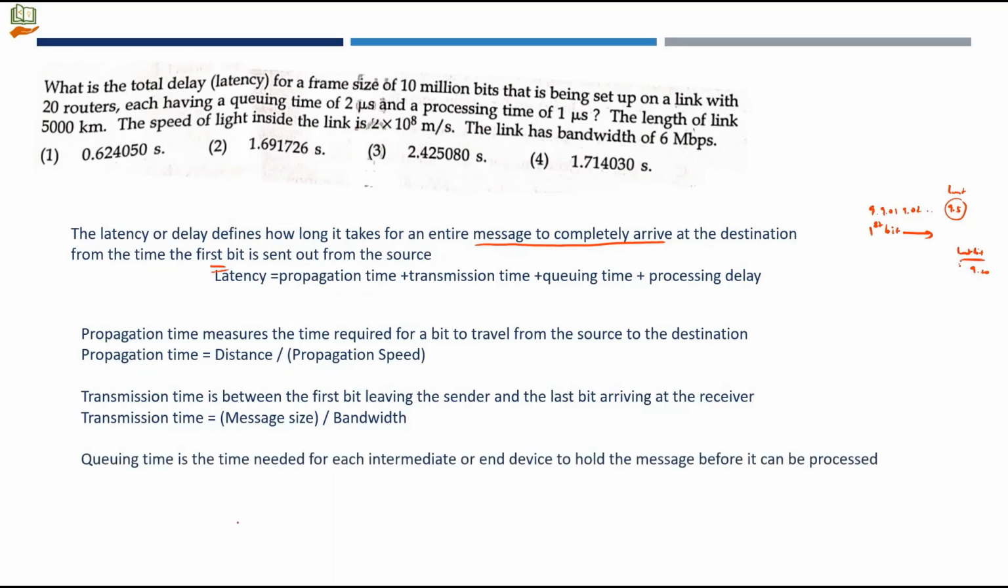What about queuing time? This is the time needed for each intermediate or end device to hold the message before it can be processed. They have given 20 routers are present in between. So queuing time is for those 20 routers. Even the next term, processing delay, or we can call it processing time, is for these routers to process them. I have a sender here, I have a receiver here. In between the sender and the receiver, we have 20 routers. So sender will send here, it will go through many hops and then it will reach the receiver. Those routers have some queuing time and processing delay.